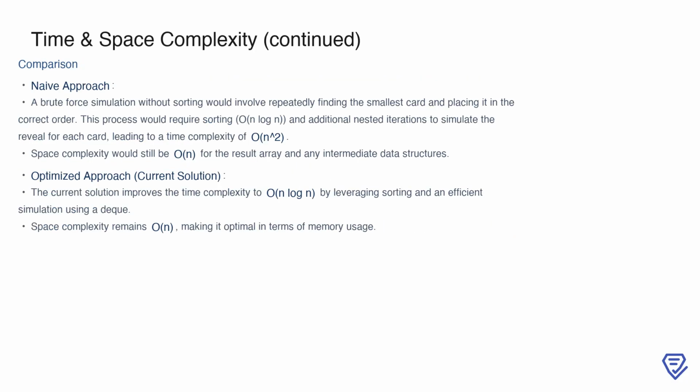To compare with a naive approach, a brute force solution would involve repeatedly finding the smallest card and simulating the reveal process for each card. This would require not just sorting, but also nested iterations to simulate the reveal process, leading to a much higher time complexity of O(n squared). The space complexity for this naive approach remains O(n), due to the result array and any intermediate data structures. In contrast, the optimized solution achieves a significant improvement in time complexity by reducing it to O(n log n), through an efficient combination of sorting and deque operations, while maintaining the same optimal space complexity of O(n).